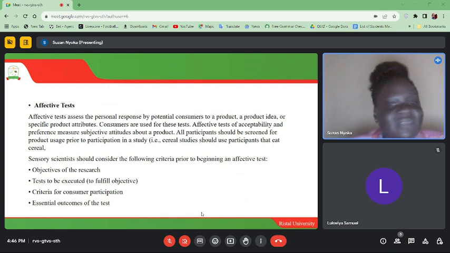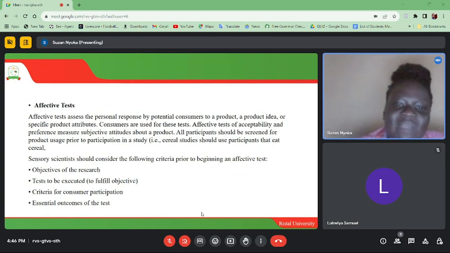Yeah. And this effectiveness, of course, it measures the acceptability, how much they prefer or like the products. So before you use this product, you need to consider consumers who are actually using this product. And then sensory scientists should consider the following criteria prior to beginning an affective test. One is you need to consider the objective of the research. You need to consider the test to be executed. And then you need to consider the criteria for consumers' participation. And you need to consider essential outcomes of the tests.